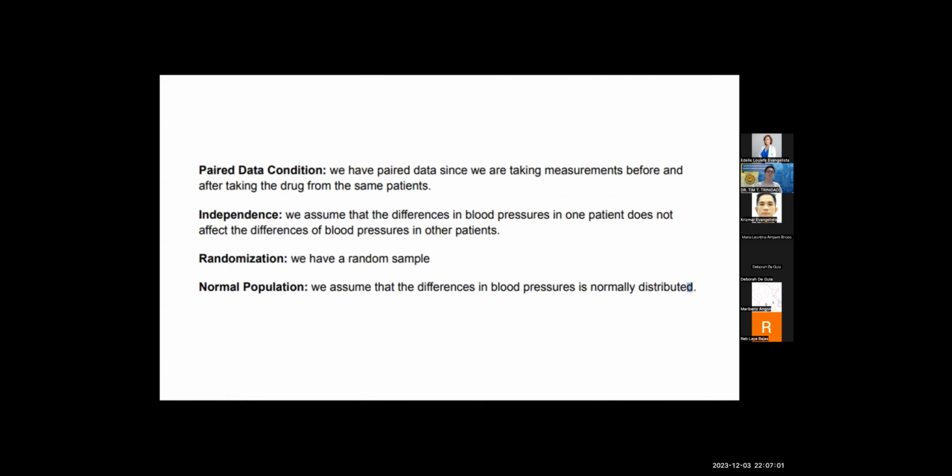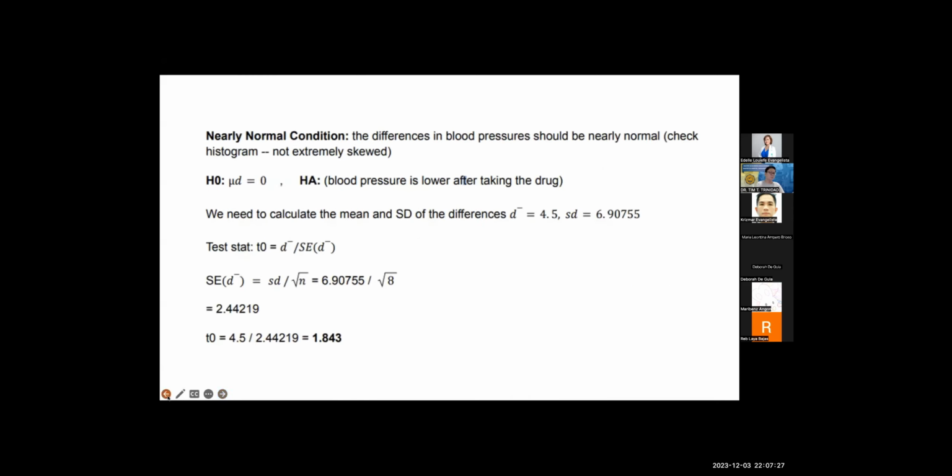So with regards to the paired t-test, we need to take note that there are certain conditions also, just like what I've mentioned. So here we have a paired data since we're taking measurements before and after the drug. But then we use one sample pero may before and after using that same sample. And then each result are independent from each other. Okay. And then we had random samples. And then we assume that the difference in the blood pressures is normally distributed. So kailangan yung distribution niya normal din. Okay. For the next slide, please.